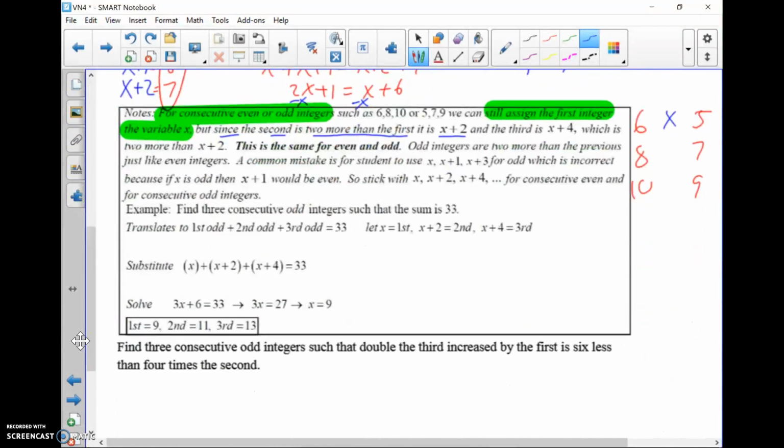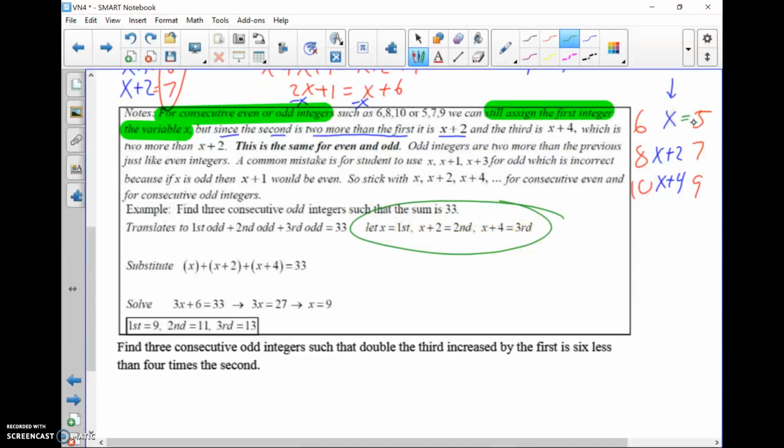But even and odd integers are 2 apart, right? Regardless of what the even integer is, the next even integer is 2 apart. And then the next one is another 2 apart, so that would be x plus 4. Now, people tend to make sense out of that for even, but it's actually the same thing for odd. Sometimes people want to say plus 1, plus 3 and stuff for odd, but no, it's still x, x plus 2, x plus 4.